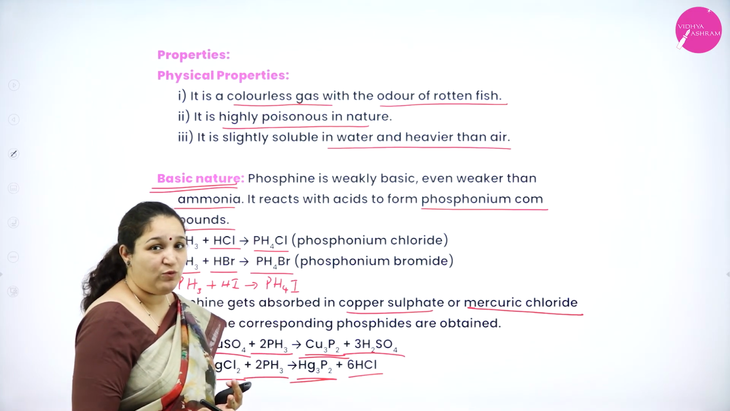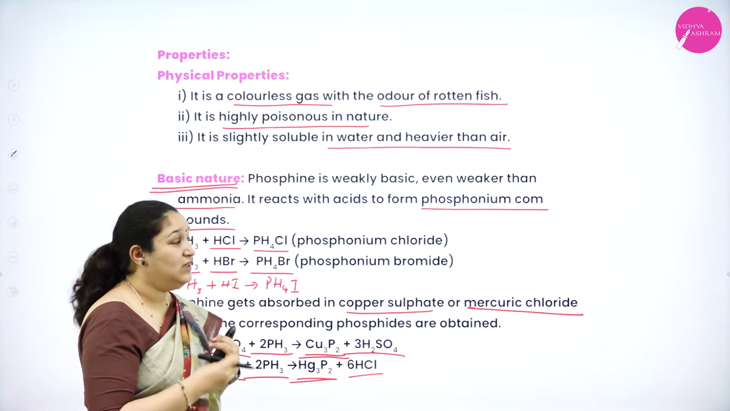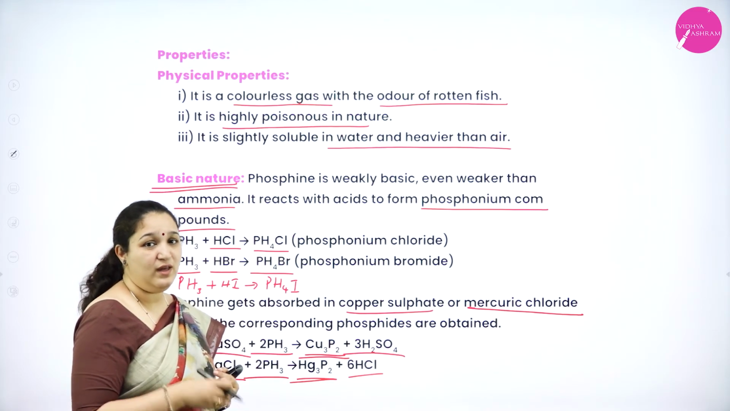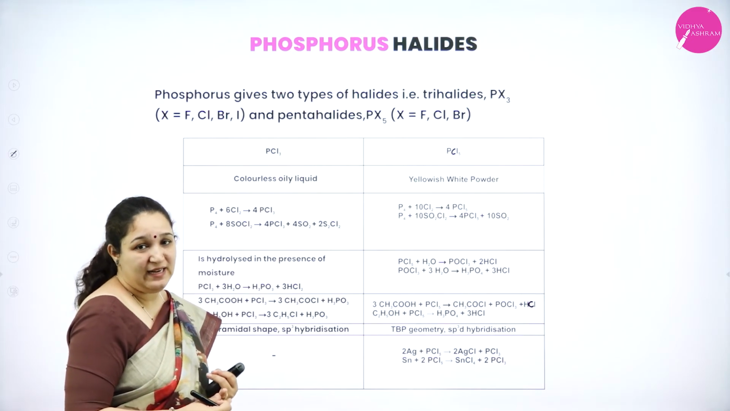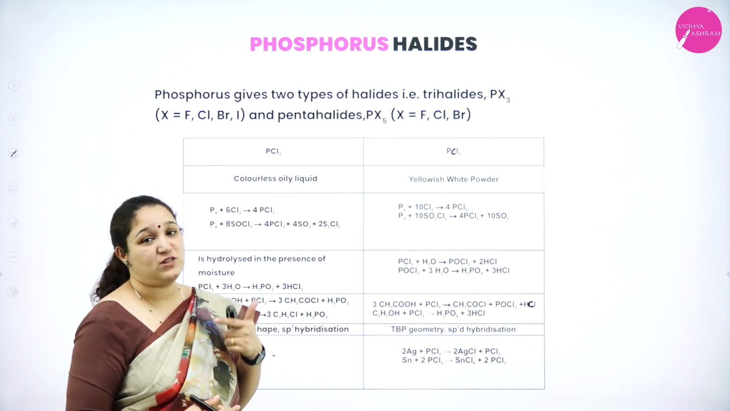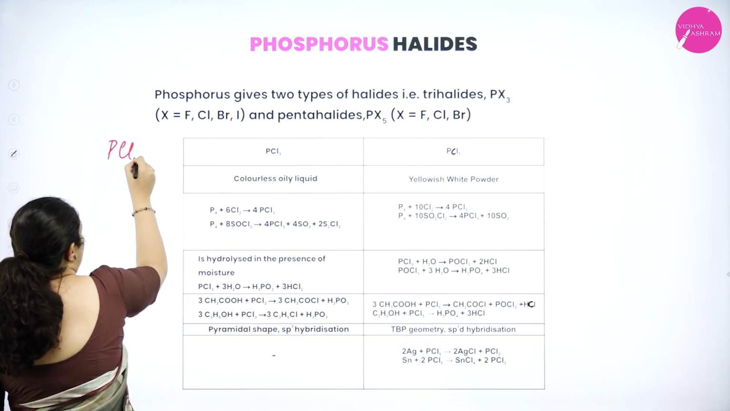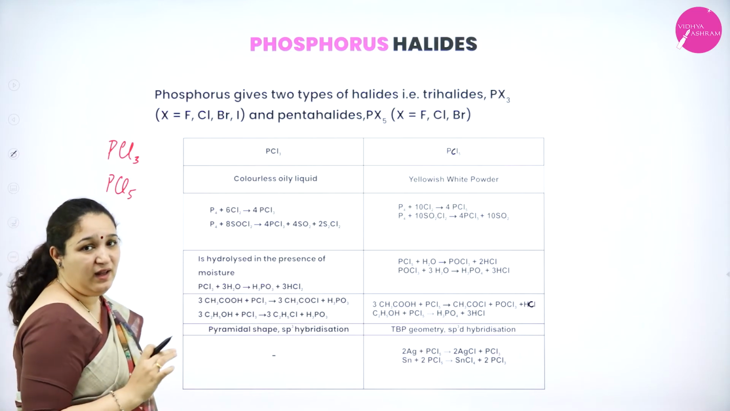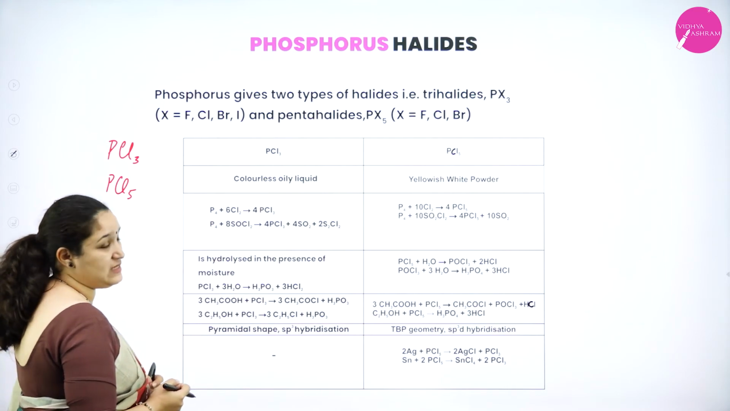So under phosphine, what did you all study? You studied about the preparation, and then you have studied about the basic nature and the physical properties of phosphine. Okay, next we have phosphorus halides. There are two types of halides which phosphorus can form, that is phosphorus trihalide and phosphorus pentahalide. For example, PCl3 is a trihalide and PCl5 is a pentahalide, and we are going to learn in detail about PCl3 and PCl5.